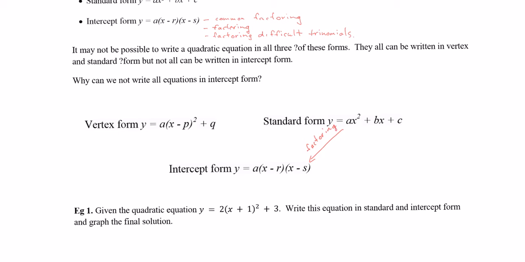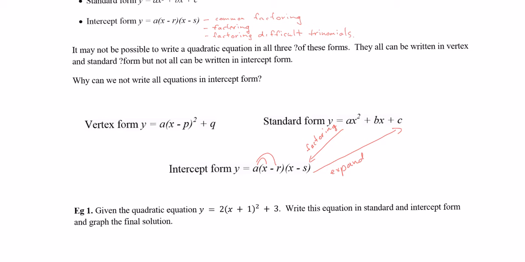Now going back from intercept form to standard form, all we're going to do is expand the entire equation. So expanding really means something like this. a goes into x and r, a goes into x and s, which then eventually will be multiplied by x and s. We'll take a look at that today when you're doing your practice.